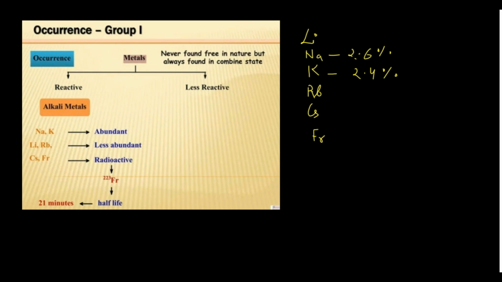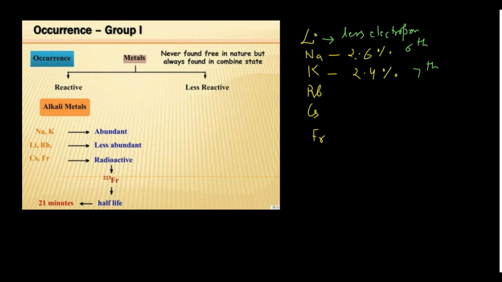For the occurrence, you should remember that sodium and potassium are the sixth and the seventh most abundant. Basically sodium is the sixth most abundant metal, and potassium is the seventh most abundant element in the earth's crust. And among all the alkali metals, lithium is the less electropositive. Please remember, the size of lithium is very small, so it is less electropositive.